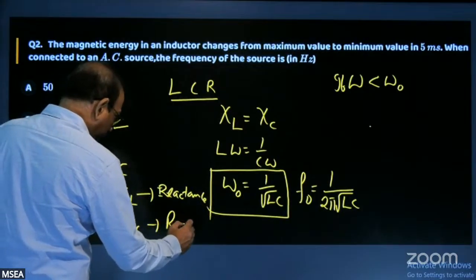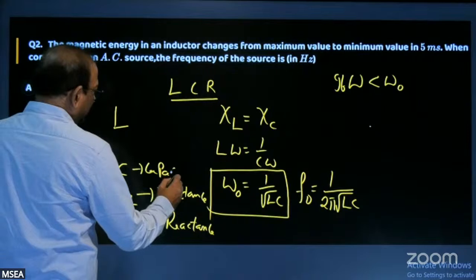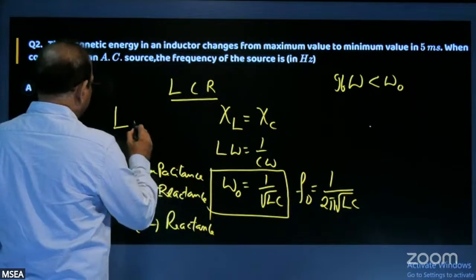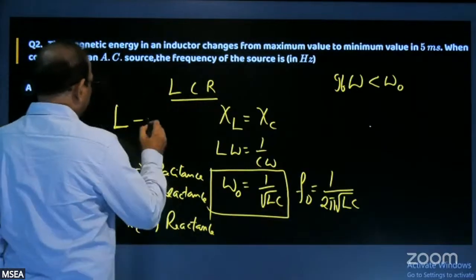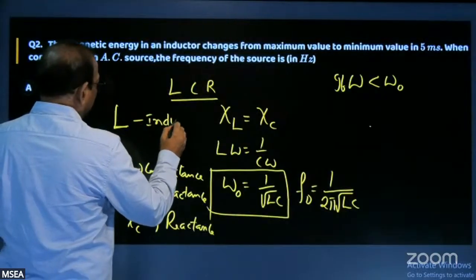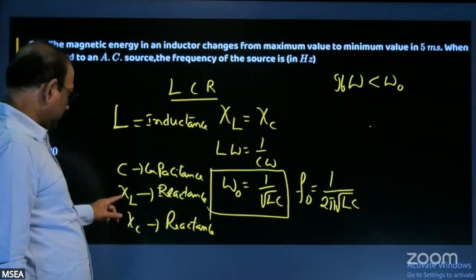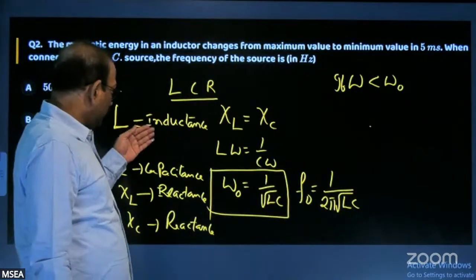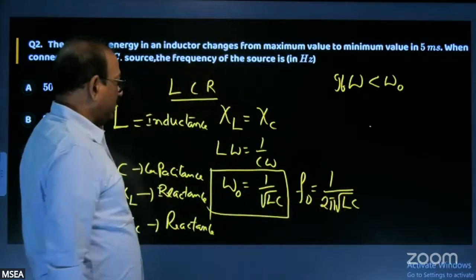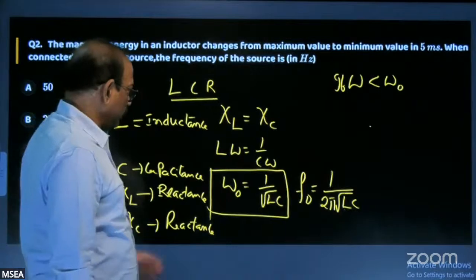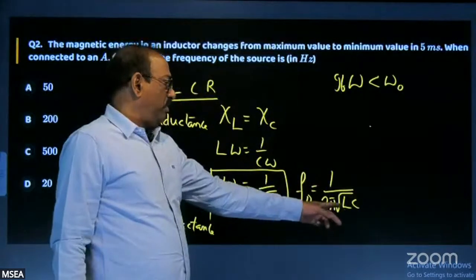C is capacity, or capacitance. L is coefficient of self-induction of that inductor, also called inductance. L is inductance, XL is reactance. Some students will have confusion in this terminology also. So L is the inductance, C is the capacitance of the capacitor used in the circuit. Now, the resonant frequency depends on the values of L and C.